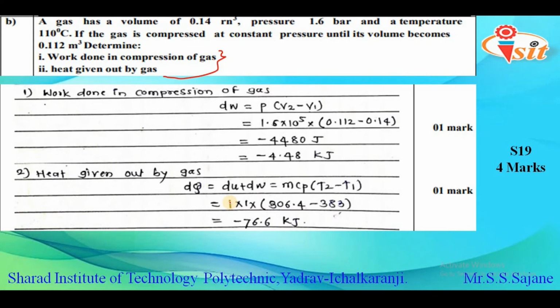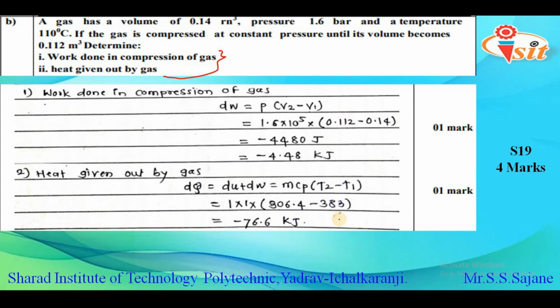So after substituting these values, that is 1 into 1, and T2 we have calculated, which is equal to 306.4, and subtracting the T1 temperature from this value, that is minus 383. So finally we will be getting the answer as minus 76.6 kilojoule. So this is the heat transfer.